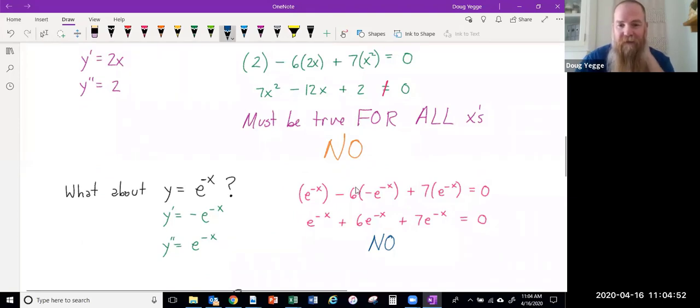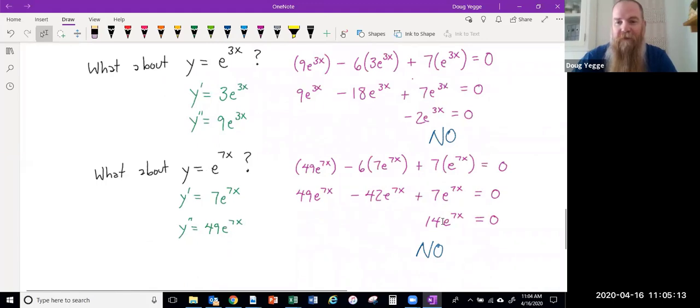Because e to the negative x should have been a solution. Because what if this was a minus? And that was a minus. Notice I'd get 7e to the negative x minus 7e to the negative x. And that, sure enough, would have canceled. Then you go down to e to the 7x. What if instead of it being plus 7y, it was minus 7y? Look at how that would change things. We'd get 7e to the 7x minus 7e to the 7x.